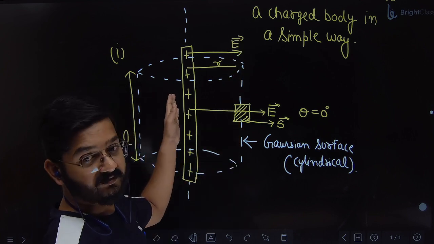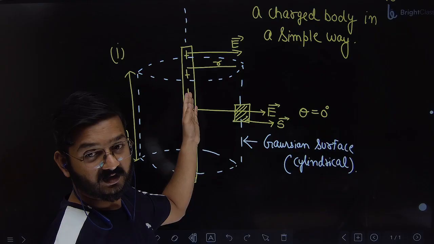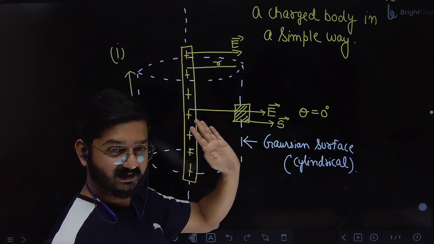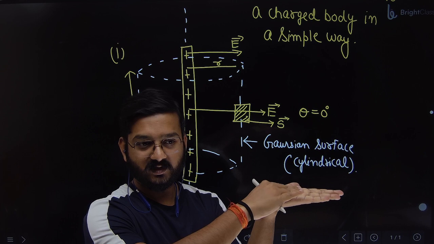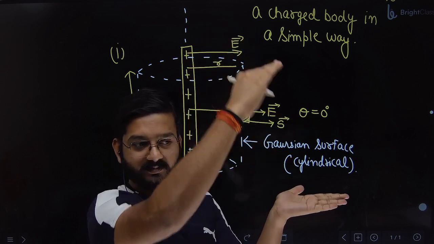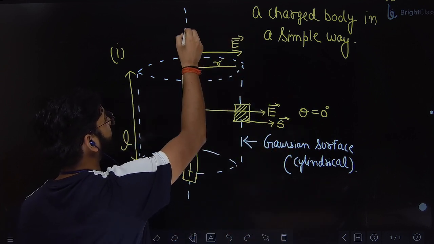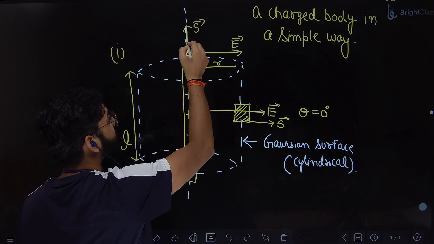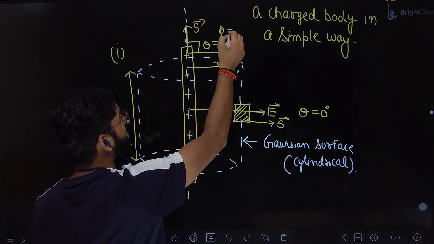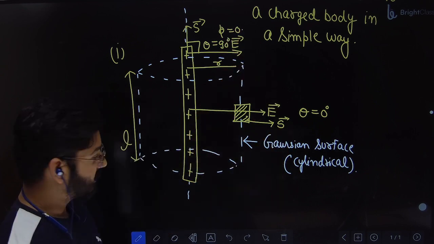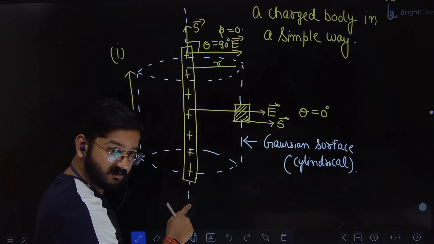For the circle, where will the area vector be? Outward, but for this circle, where will the area vector be going? Outward means up. So the area vector will be up. What is the angle? 90. Cos 90 is 0. So flux will be 0. The same thing will happen here also.